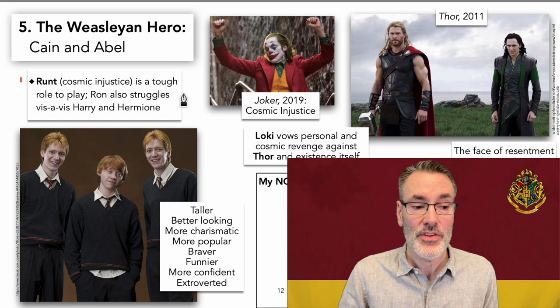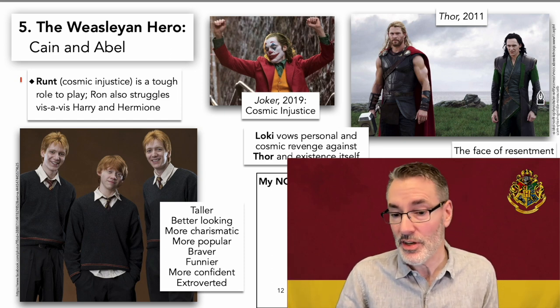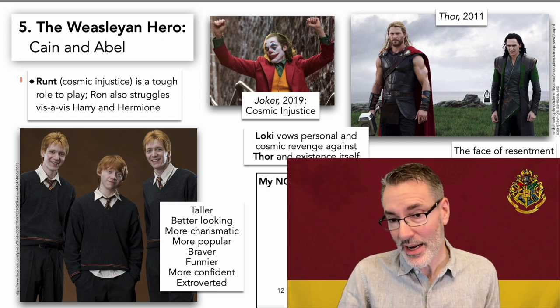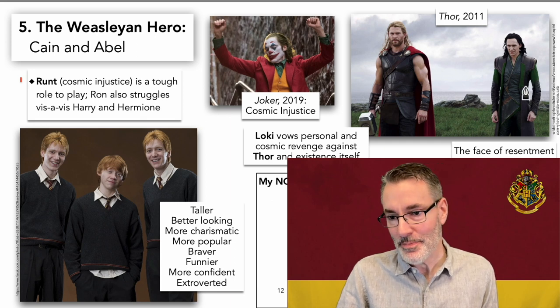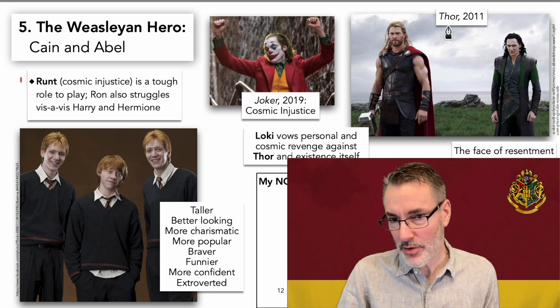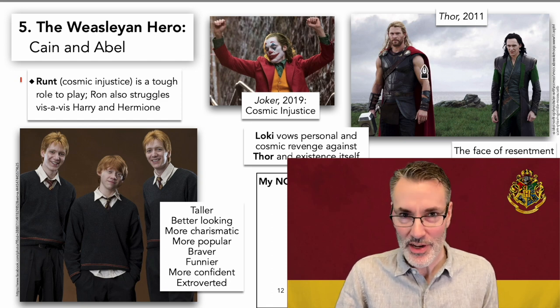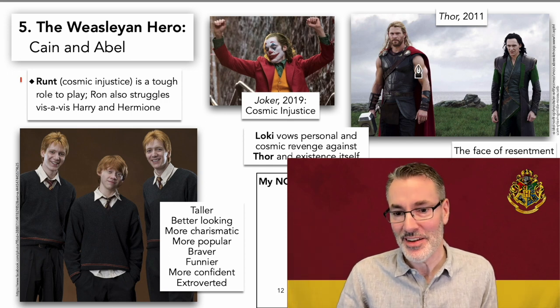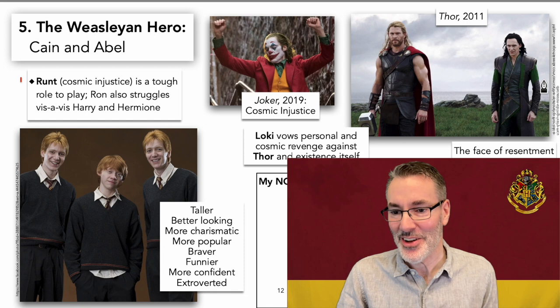Ron struggles vis-a-vis Harry and Hermione as well. Now you've seen the Joker vis-a-vis the Batman. Look at the arms. Kenneth Branagh was the director of this, the guy who plays Gilderoy Lockhart. He's a Shakespearean director and actor. And he picked Thor to do as a movie, I think, way back, because of the Shakespearean brother murder, Cain and Abel theme. It's brilliant. Look at the arms on this. This is the chosen one. This is the guy who's not chosen, the runt.